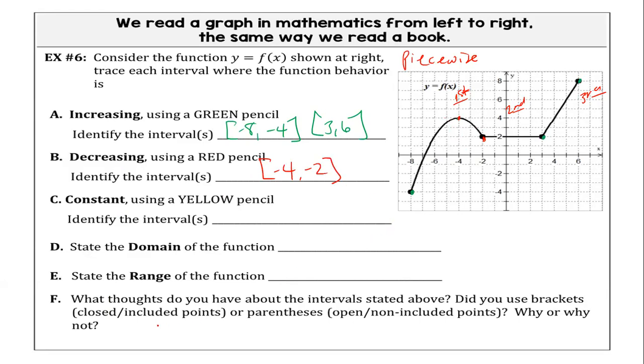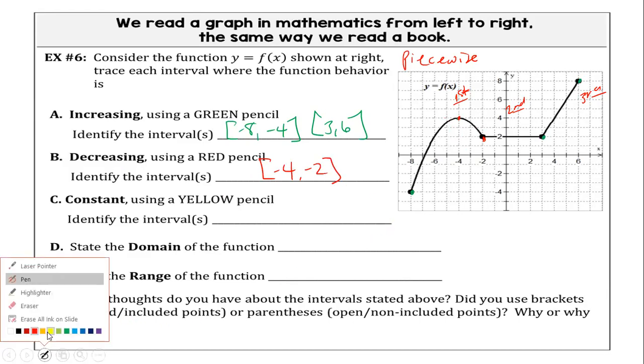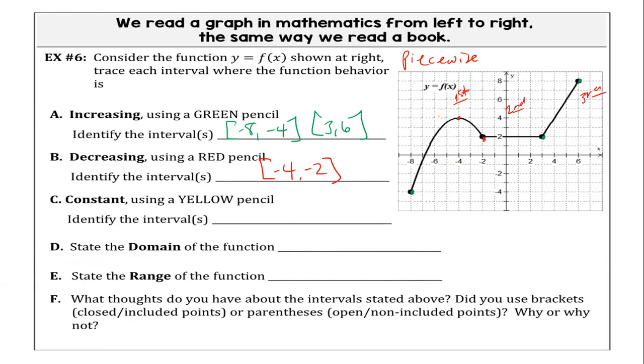Okay. And then our constant. -2 to 3. That's wild.